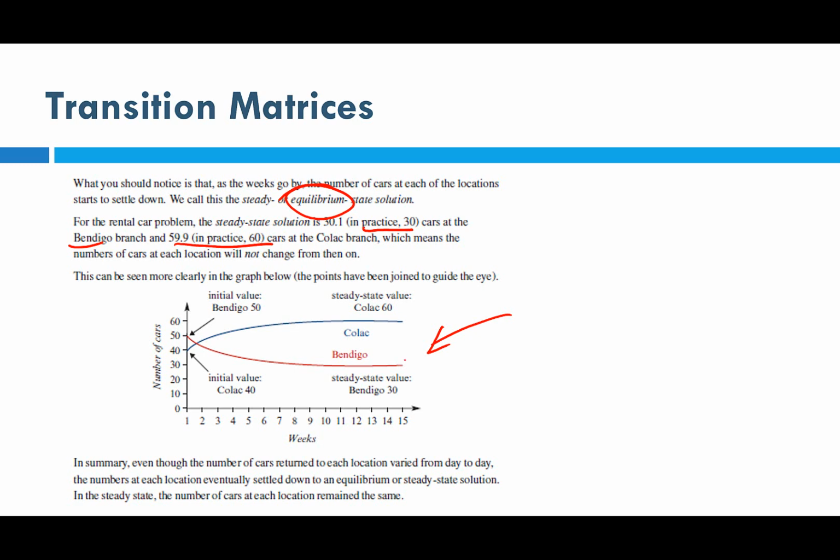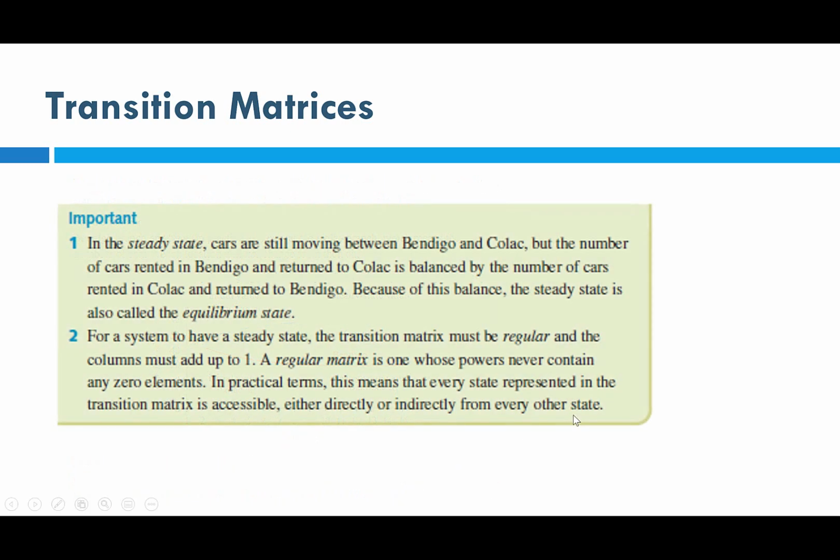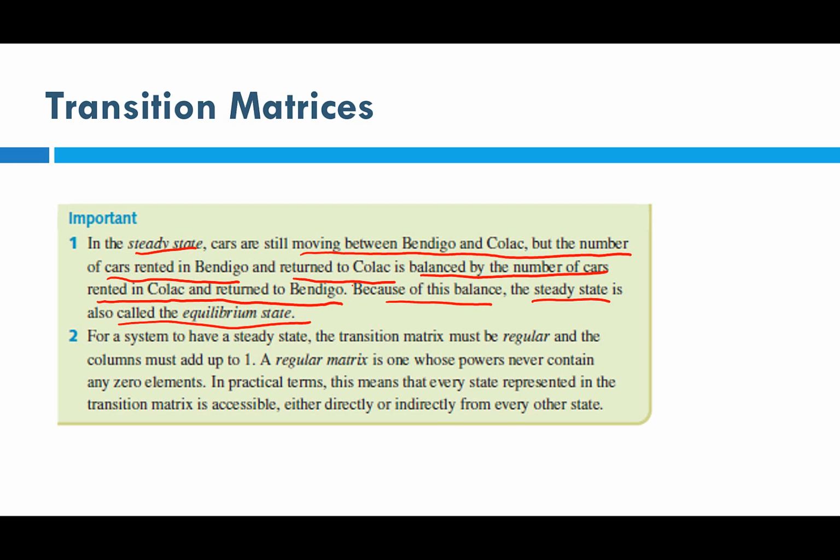Okay, so you can have a look here. See the graph, how it goes like this. They intersect at some point, but we get to a steady state solution round about there. So in summary, even though the number of cars returned to each location varies from day to day, the number at each location will eventually settle down to an equilibrium or steady state solution. Important: in the steady state, cars are still moving between Bendigo and Colac, but the number of cars rented in Bendigo and returned to Colac is balanced by the number of cars rented in Colac and returned to Bendigo. Because of this balance, the steady state is also called its equilibrium state.